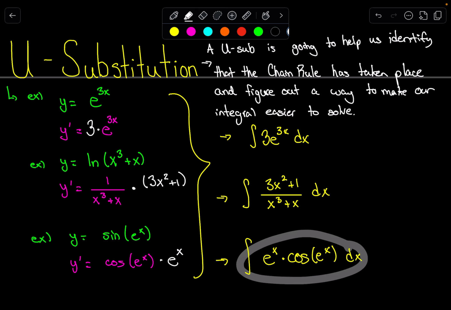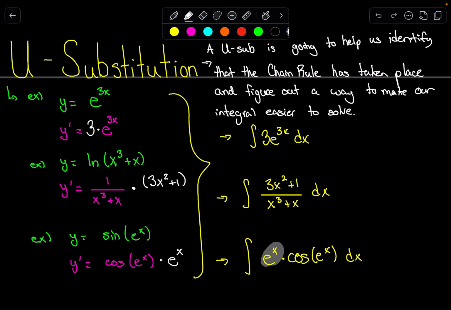Same thing here. We have the product now with two functions. We have the product of e to the x with cosine of e to the x. We can't just say the answer is the antiderivative of this times the antiderivative of this. Like, what even is the antiderivative of cosine e to the x? Right? We don't know.